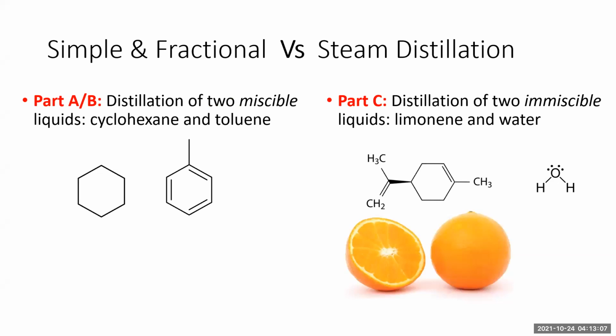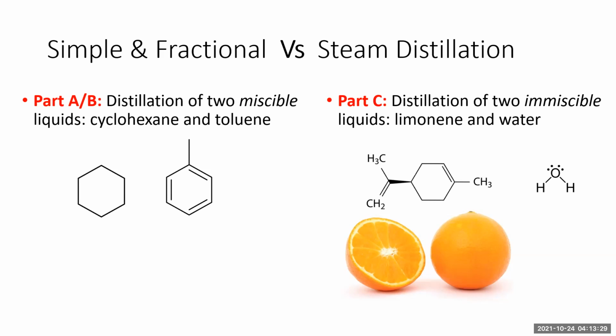To take a look at the structure, you see that part A and part B use cyclohexane and toluene. And these are both hydrocarbons that are going to have similar intermolecular forces, and therefore it's not too surprising that they are miscible, meaning that they will mix in all proportions.